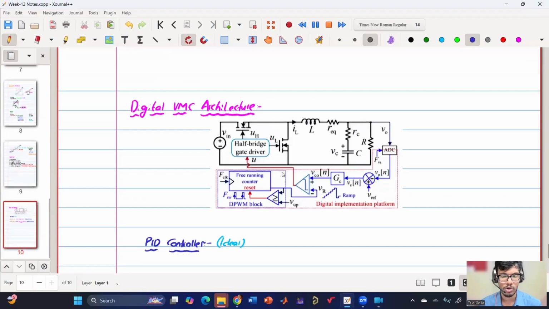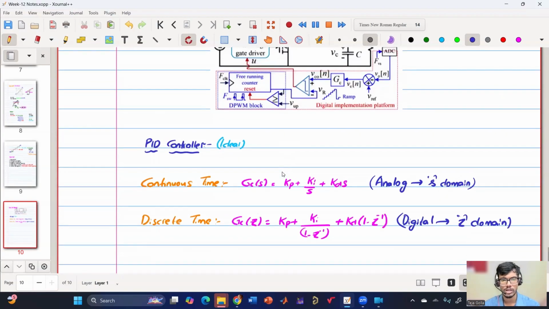Then we have discussed one digital voltage mode control architecture, and then we have seen a few aspects of PID control. So this is all about week 12. And again, I'll take one summary session or problem solving session before the exam on Wednesday, 6 to 7, day after tomorrow, where you can ask me questions, or I'll just go through my notes from week 1 to week 12, whichever you like. So if you have any more questions, you can ask, else I'll end this session here.